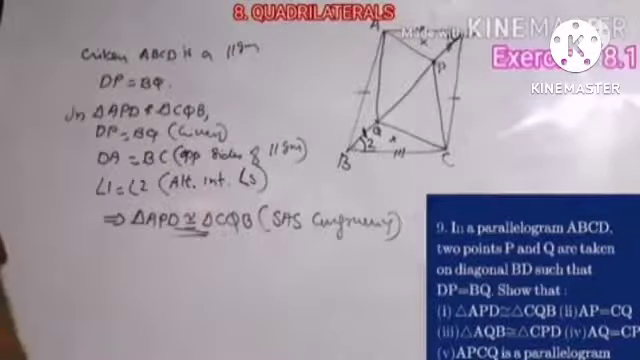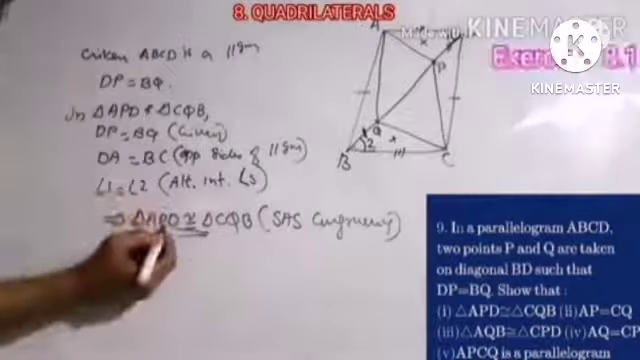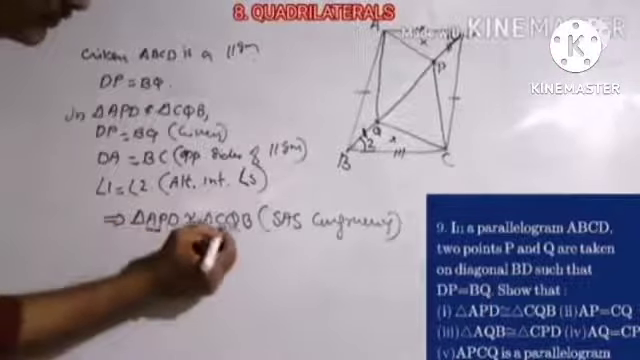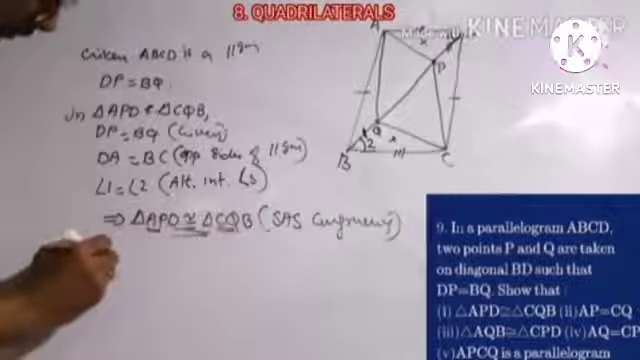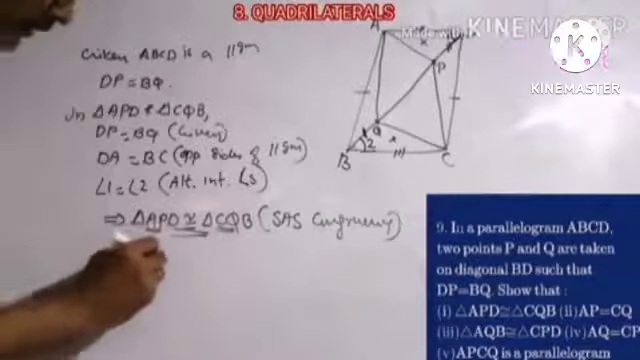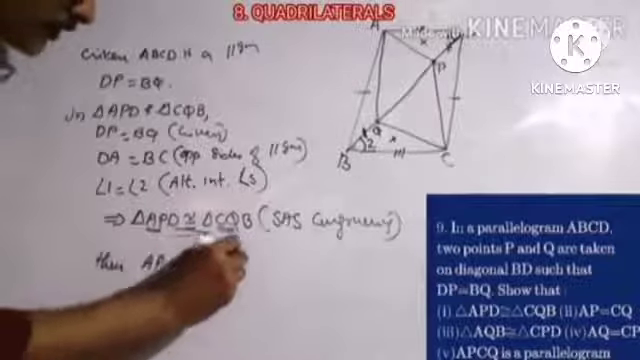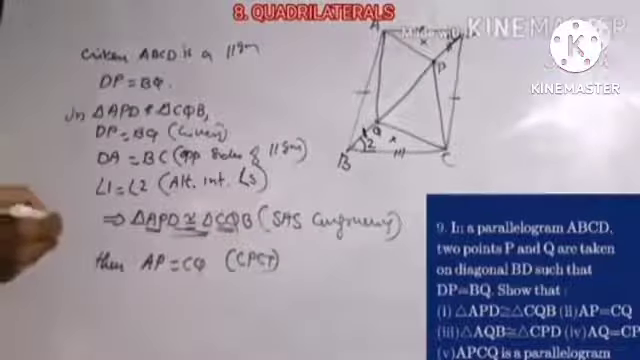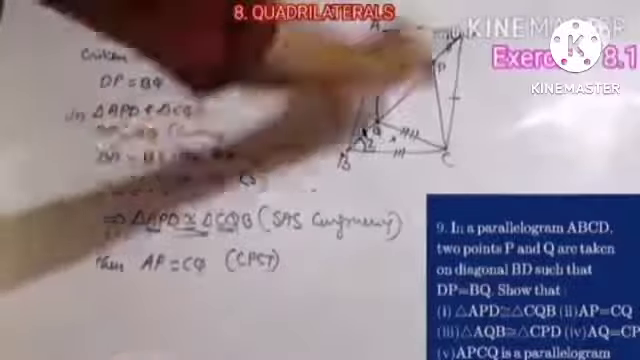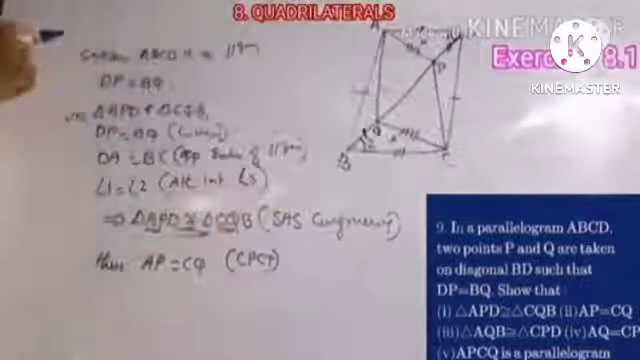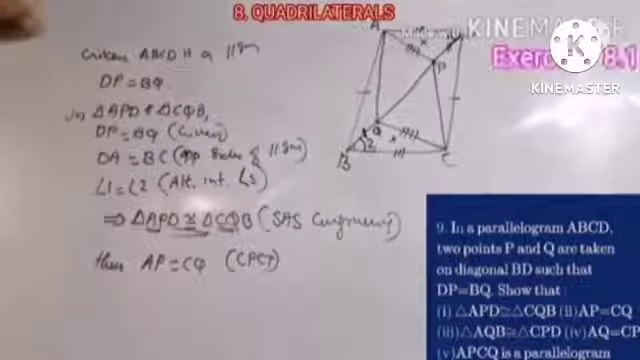Second one, AP equal to CQ. We know that triangles APD and CQB are congruent, so they are corresponding parts and they are equal. Then this is the second answer: AP equal to CQ, reason CPCT. In APD, AP, and in CQB, same marking, 4 lines. Because many sides are there, that's why I use this to find the equal sides. AP equal to CQ. So the second answer is completed.